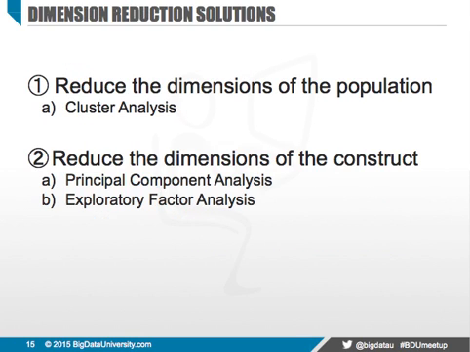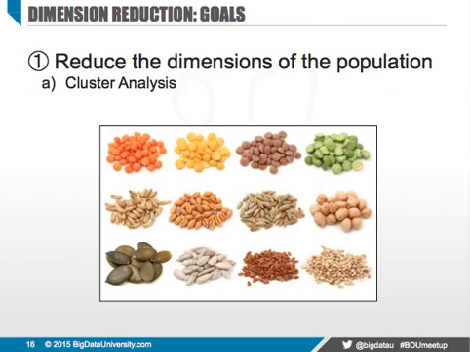So having two problems, we have two solutions now. If you want to reduce the dimensions of your population, you might want to go for the cluster analysis. If you want to reduce the dimensions of your constructs, principal components analysis and exploratory factor analysis come in especially handy. So now I will focus very briefly on each one of those techniques and give a very short introduction before diving deeper into reducing dimensions of the constructs via principal components analysis, which I will abbreviate as PCA, and exploratory factor analysis, which I will abbreviate as EFA.